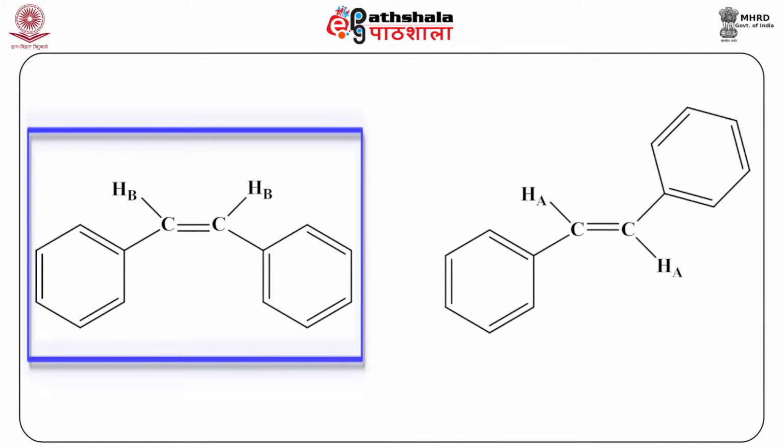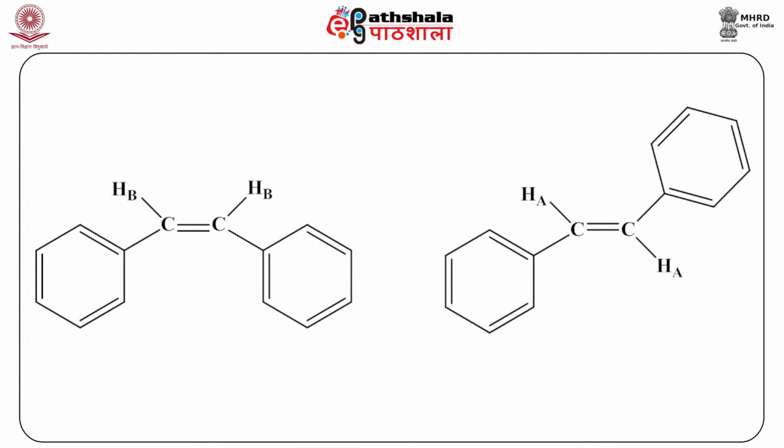On the other hand, in cis stilbene, each hydrogen HB is de-shielded by only one adjacent aromatic ring. HAs therefore appear at lower field than HBs, that is HAs will appear at 7 delta and HBs will appear at 6.05 delta ppm respectively, and that is the basis on which you can differentiate between the cis and the trans stilbene from their PMR spectra.